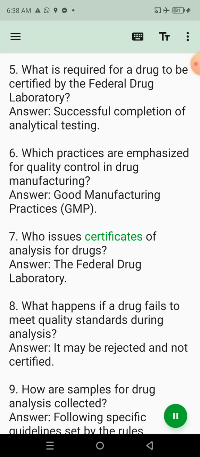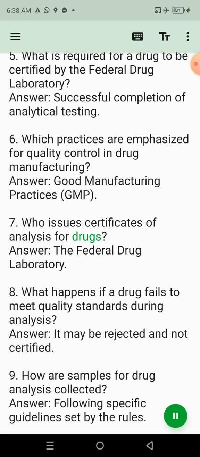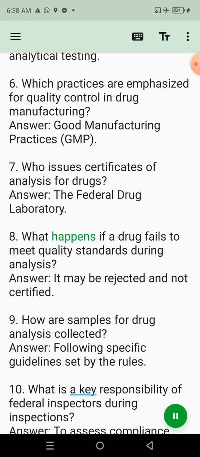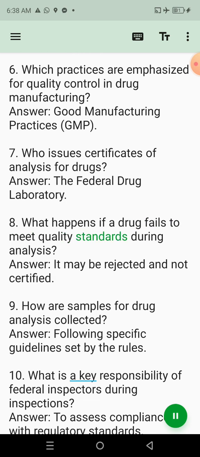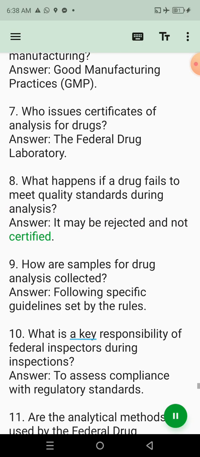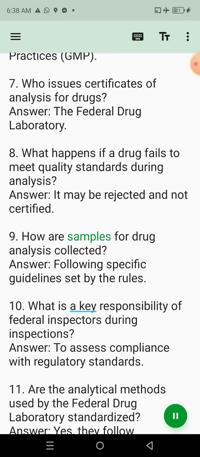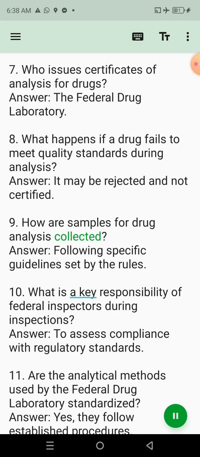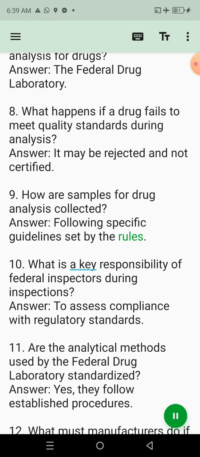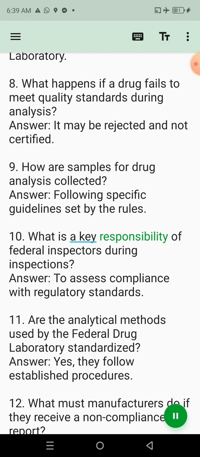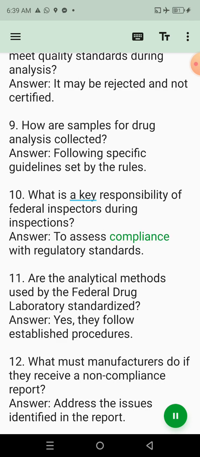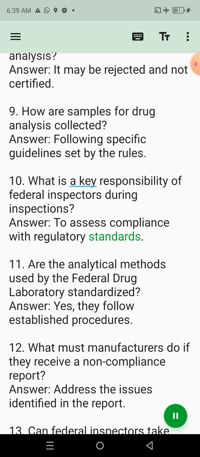7. Who issues certificates of analysis for drugs? Answer. The Federal Drug Laboratory. 8. What happens if a drug fails to meet quality standards during analysis? Answer. It may be rejected and not certified. 9. How are samples for drug analysis collected? Answer. Following specific guidelines set by the rules. 10. What is a key responsibility of federal inspectors during inspections? Answer. To assess compliance with regulatory standards.